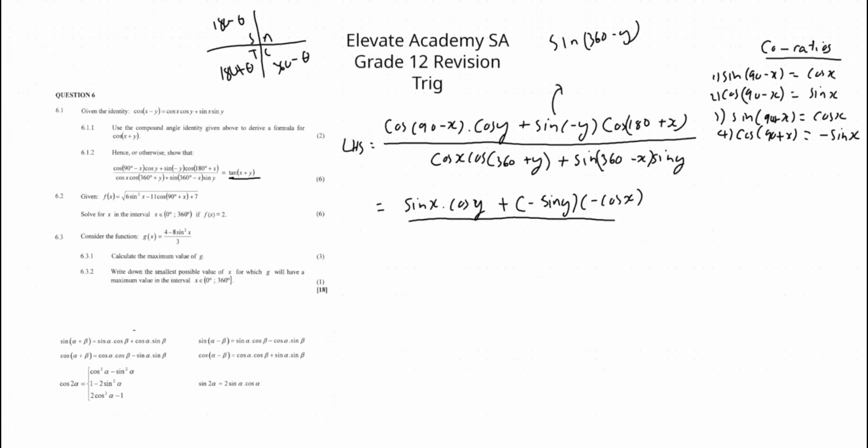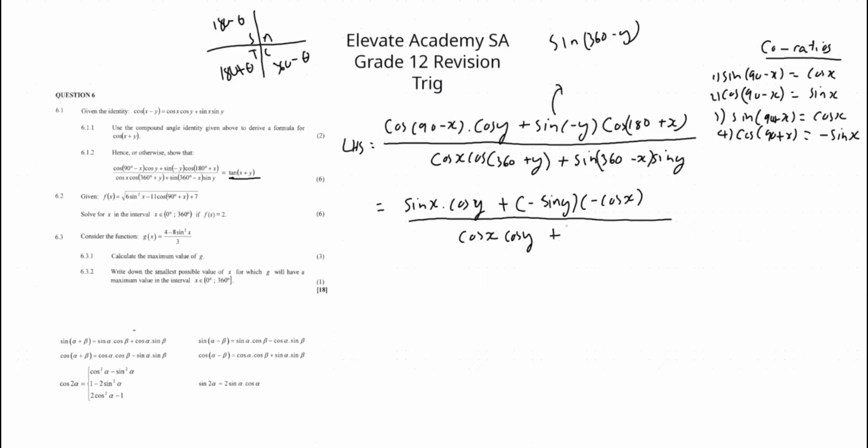Then we look at our denominator, we have cos x, can't reduce that. We have cos 360 plus y. Now, here we can simply subtract 360 and we'll be left with cos y. Remember, when reducing angles, we can add 360 or subtract 360 as many times as we like. So let's go on to the next one.